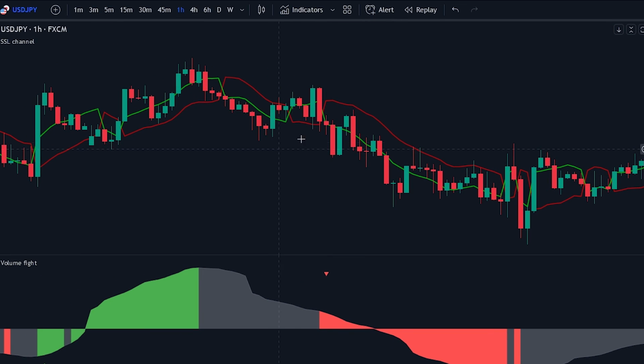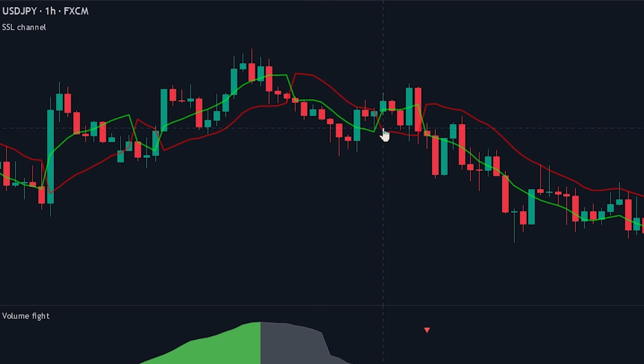The SSL channel indicator is a simple buy and sell indicator that consists of 2 lines. A buy signal is given whenever the green line crosses above the red line.